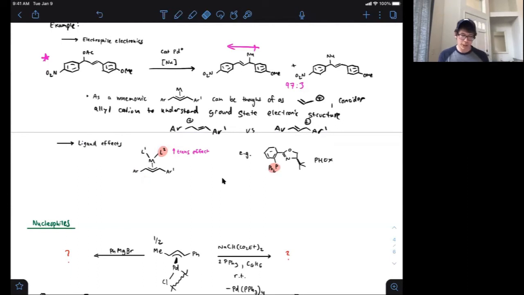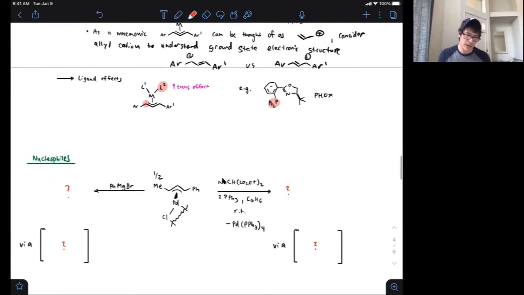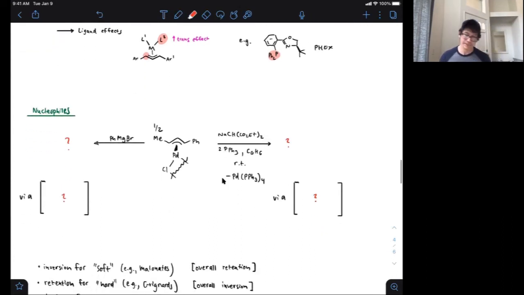So we've already talked about how ligands can influence which site is preferred. Those with greater trans influence direct nucleophilic attack to the site trans to them, and then how that can be integrated as a design feature, particularly in things like PN ligands, where you have two different heteroatoms coordinating to the metal.